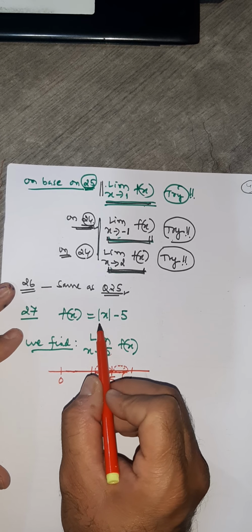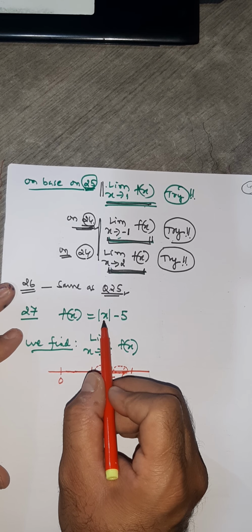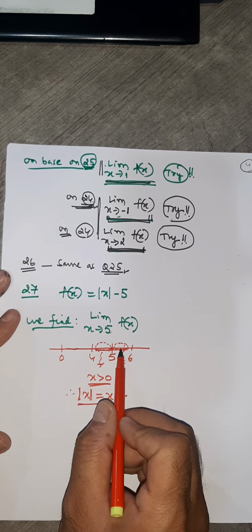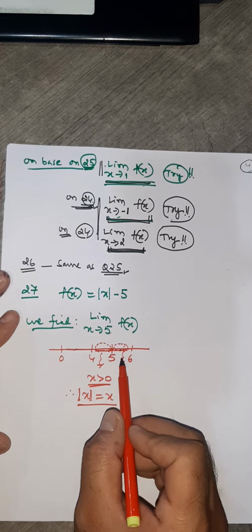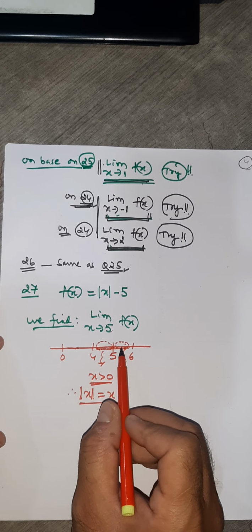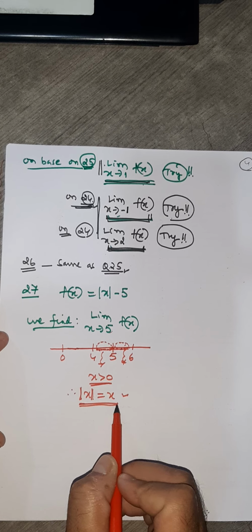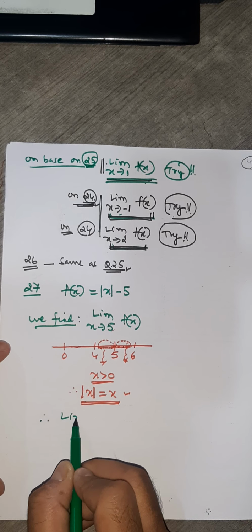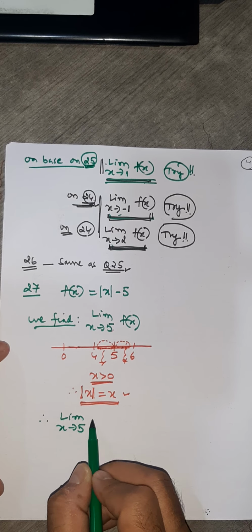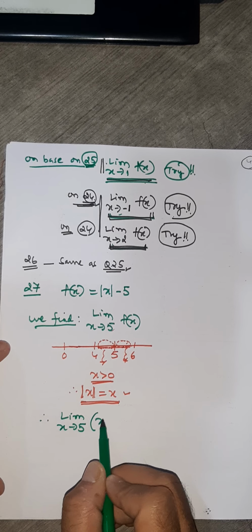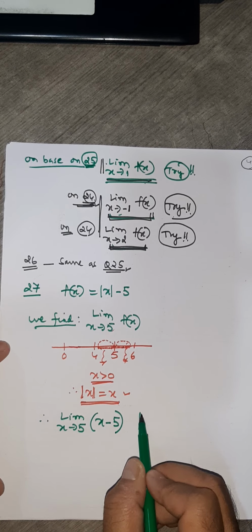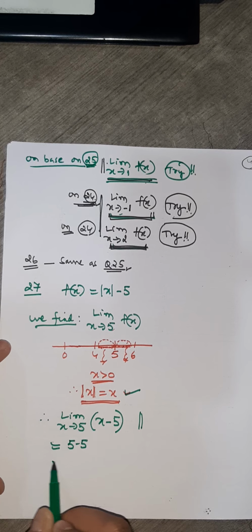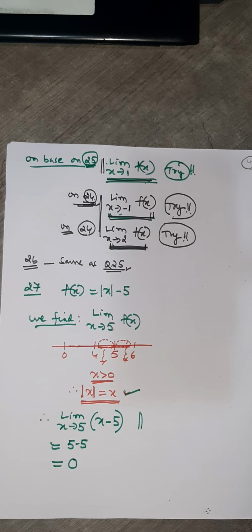Because to remove a modulus, we need to see whether the inner number is positive or negative. But here the inner number is always positive. Whether I take from this side or this side, you can consider the limit from right as well as from left, but from either side the value of x will always be positive. So modulus x will be x only. So here, no need to consider right and left limit. You can just write limit x tends to 5, the same function, but modulus x will be x. So here x minus 5. I hope this is clear to you. And what about this? This is just 5 minus 5. So the limit is 0. Clear?